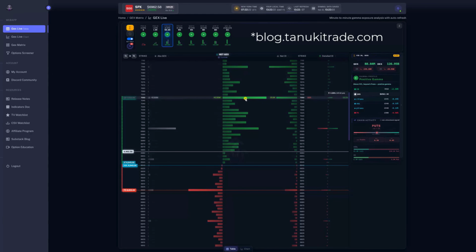We have also written a couple of articles on Medium where we explain the mechanics and how the gamma exposure and reaction zones work. So if you are new to this topic, please go to Medium and look for TanukiTrade publications, and you will see there very important and useful articles about GEX, DEX, and the other metrics that we are applying in the Webapp.